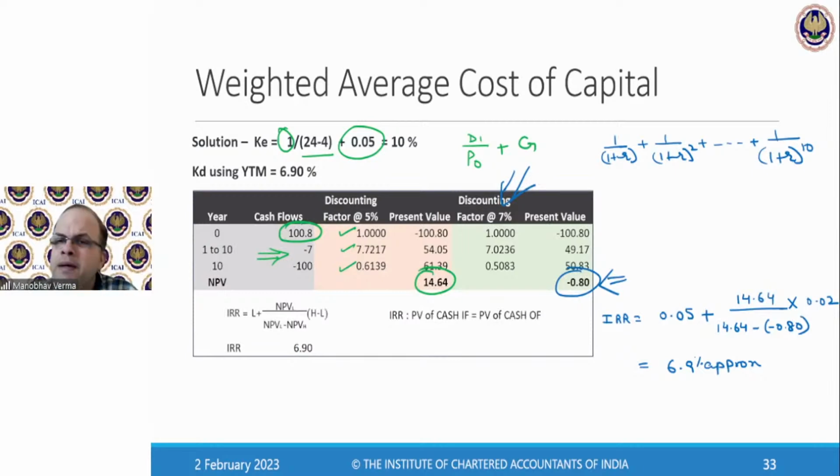Prem Kumar says, how much maximum interval? Prem Kumar, it depends on, let's say if this positive value was 5,000, the next rate I would have taken 10%. But if it is negligibly positive, you can accordingly decide. But I told you that the lesser the interval, the more accurate the results could be.